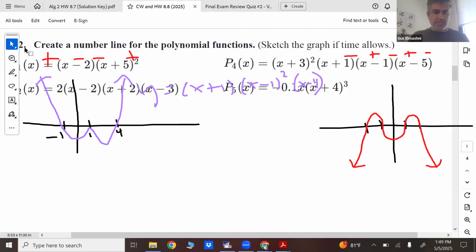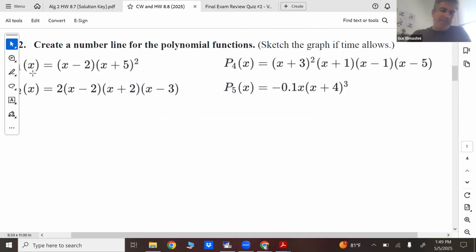All right. Sign chart or? Yes, sign chart. It's number line sign chart, same thing. Okay, part A.